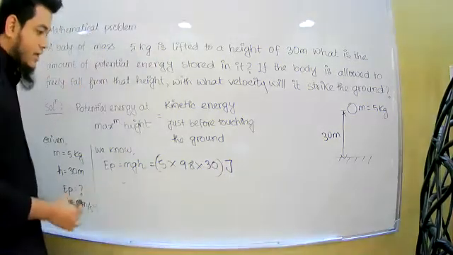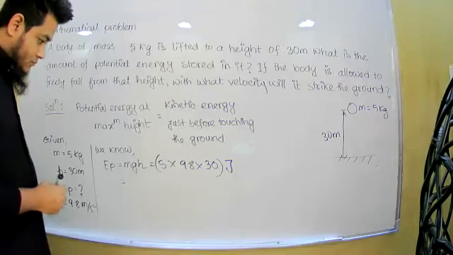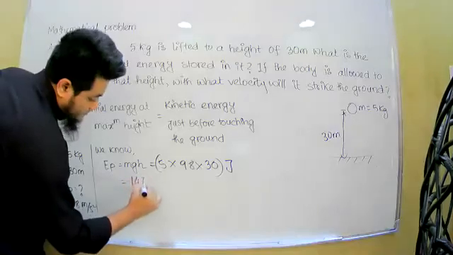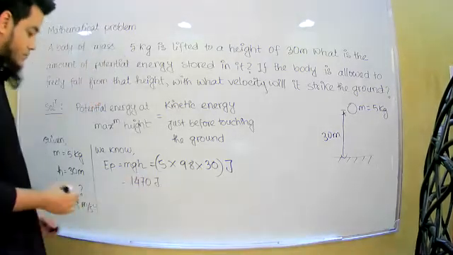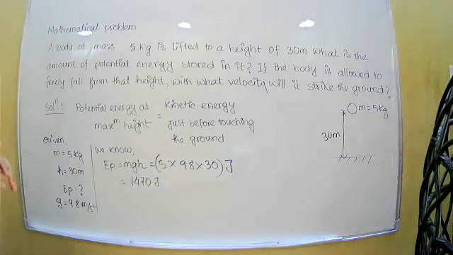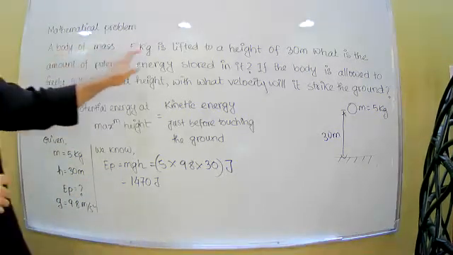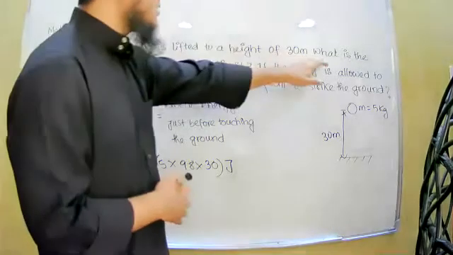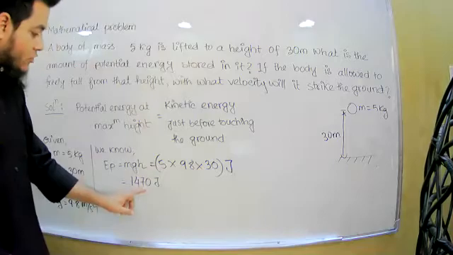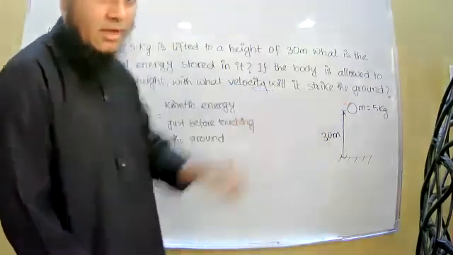So how much joule? Can anybody calculate and let me know the answer? Yes, sir. 1470 joule. Okay, clear? Yes, sir. Okay, so we are done with the first part of the question. A body of mass 5 kg is lifted to a height of 30 meters. So now what is the amount of potential energy stored in it? This amount of potential energy will be stored in it. That is, this is the potential energy at the maximum height, right?